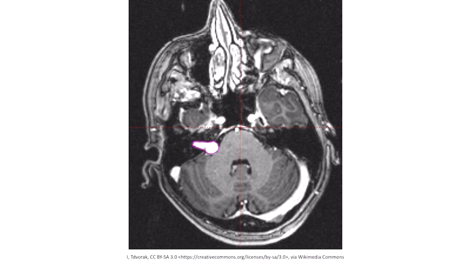This is a brain MRI showing acoustic neuroma. Please pay attention to the homogeneous mass at the right cerebellopontine angle.